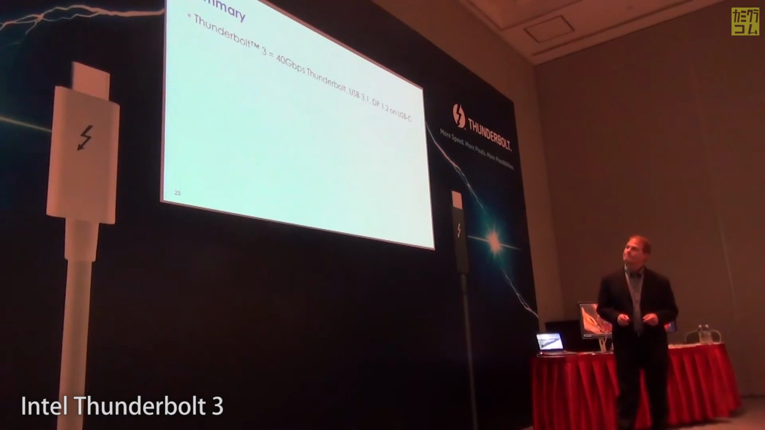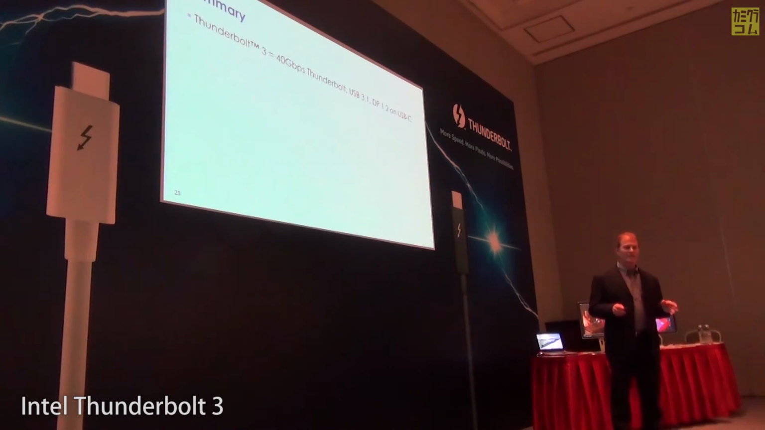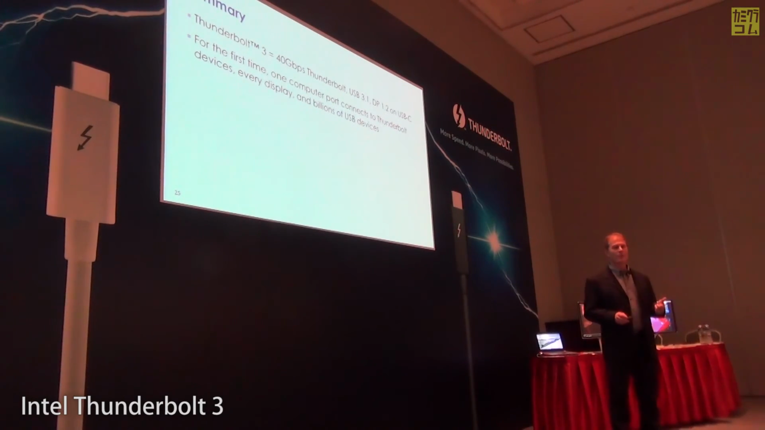So in summary, as we said, Thunderbolt 3 is 40 gigabit per second Thunderbolt, USB 3.1 10 gigabits per second, and DisplayPort 1.2, all behind the USB-C connector. For the first time, one computer port can connect to any device, Thunderbolt devices, billions of USB devices, every display that's out there, at least through an adapter.